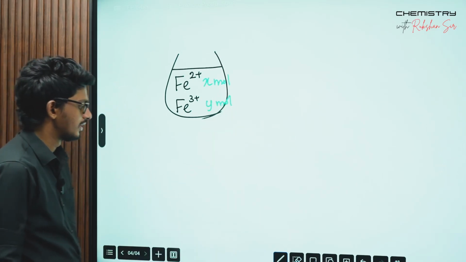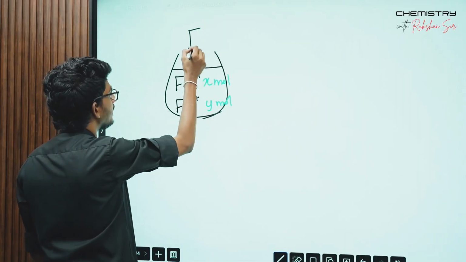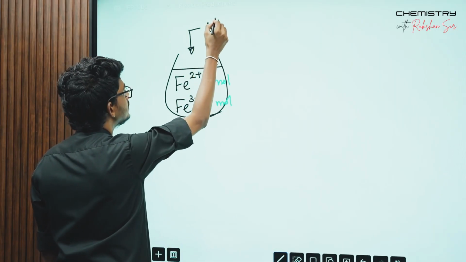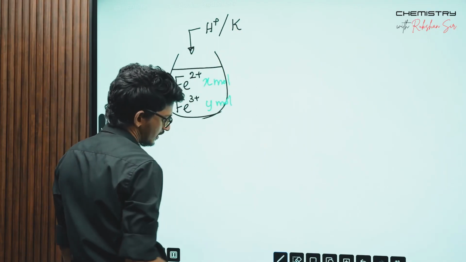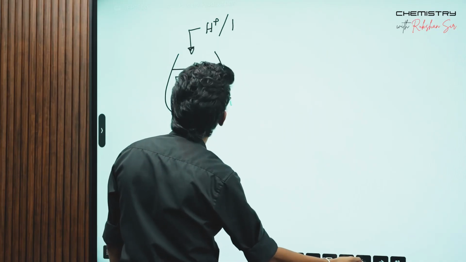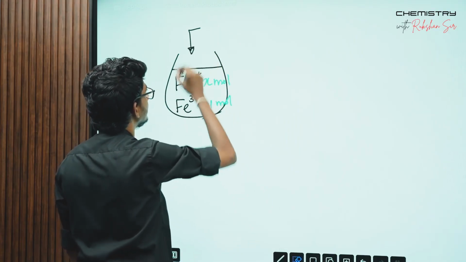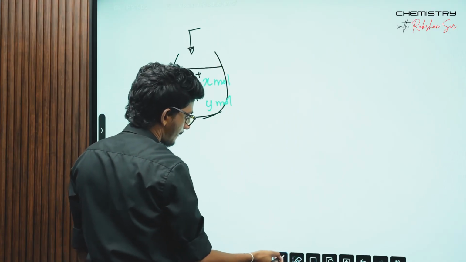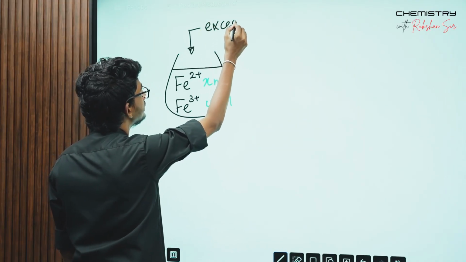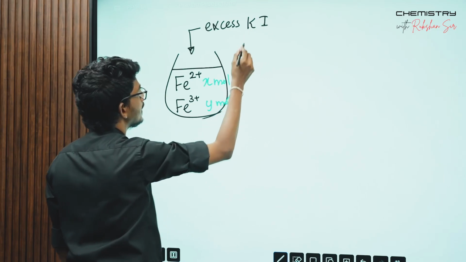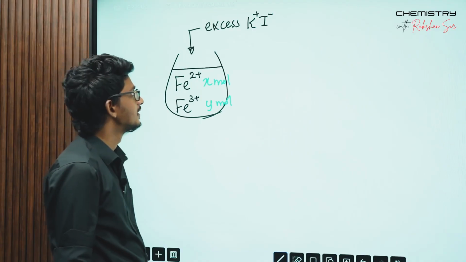Right? Okay. You are adding some acidic medium KI, some excess KI. So you are adding some excess KI here. Excess KI means the K plus and the I minus, right? Okay. Let's see what reactions are possible here.